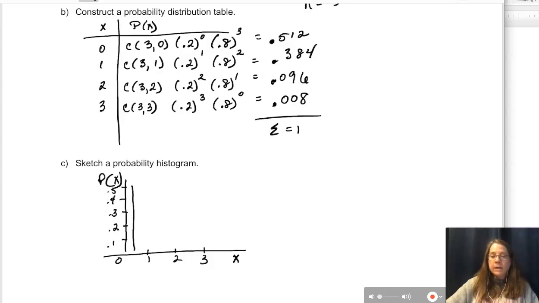The probability of getting 0 questions correct has the highest probability at 0.512. The probability of getting exactly 1 question correct is almost 0.4. The probability of 2 questions marked correct is 0.096. And the probability that all 3 are correct is only 0.008.